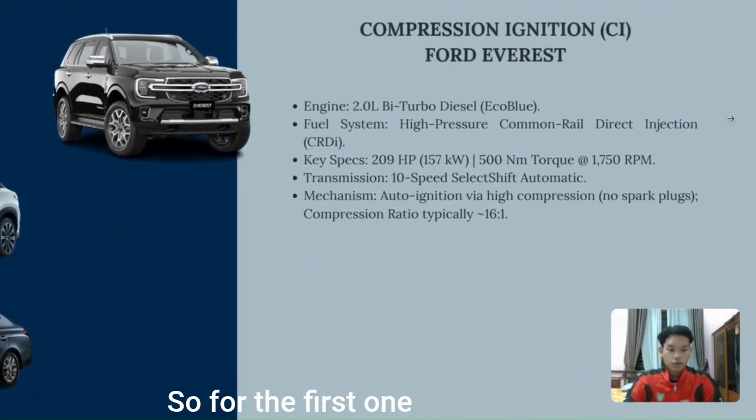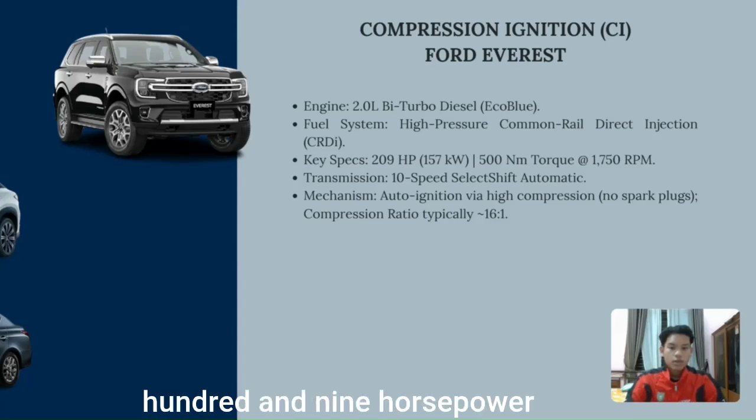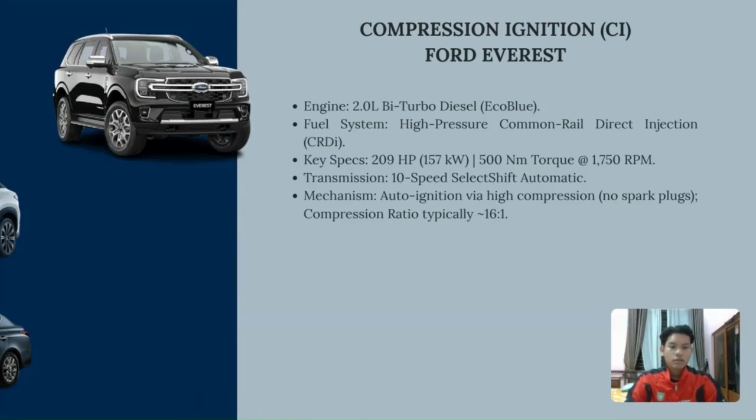So the first one is the Ford Everest 2.0 L Bi-Turbo Diesel EcoBlue. This is a diesel SUV that uses a high pressure common rail direct injection, which is the CRDI system, meaning the fuel is injected at very high pressure to help it burn better. It produces around 209 horsepower and 500 Nm of torque at 1750 rpm, which is really strong, especially at low speed.